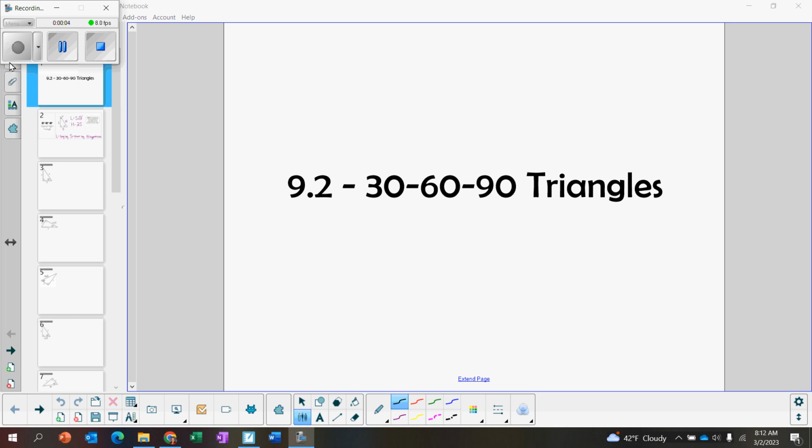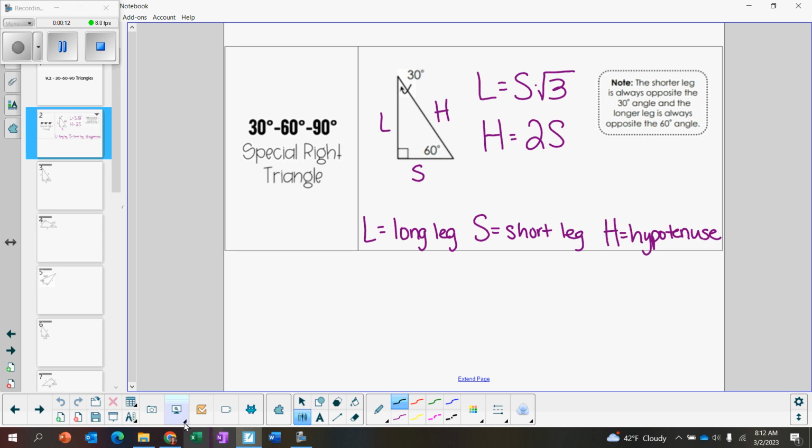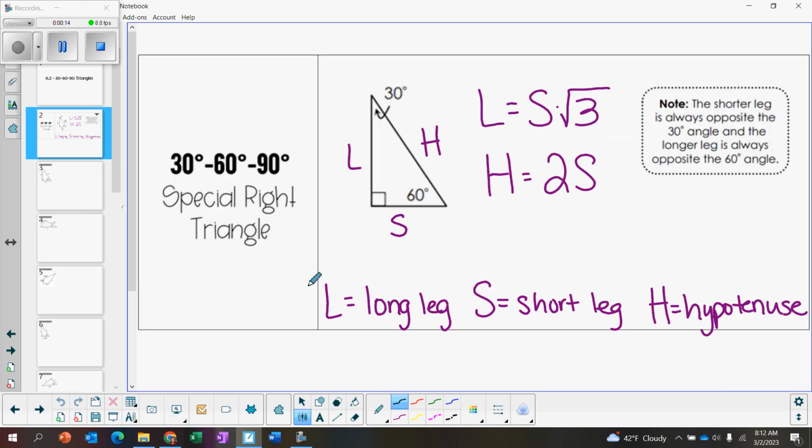Part 2 of section 9.2. Today we're going to talk about 30, 60, 90 triangles, another type of special right triangle. The 30, 60, 90 special right triangle has 3 different side lengths.